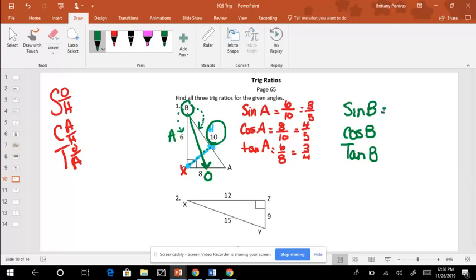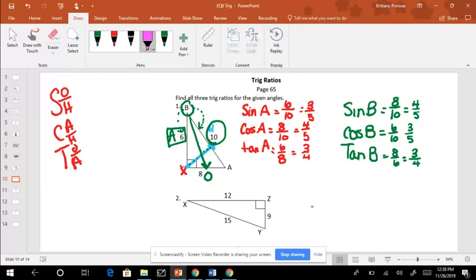Sine is the opposite side of the angle over the hypotenuse. Opposite is labeled 8. Hypotenuse is 10. Gives me 4 over 5. Cosine. Adjacent over hypotenuse would be 6 over 10 because your adjacent was labeled 6. It gives me 3 over 5. And tangent is opposite over adjacent, which is 8 over 6. And reduce, and we get 3/4.